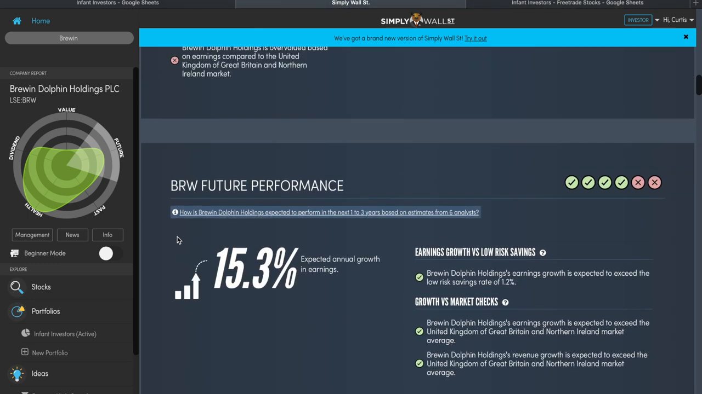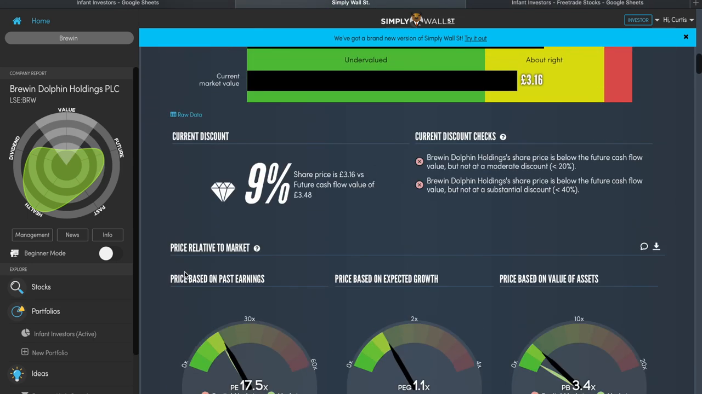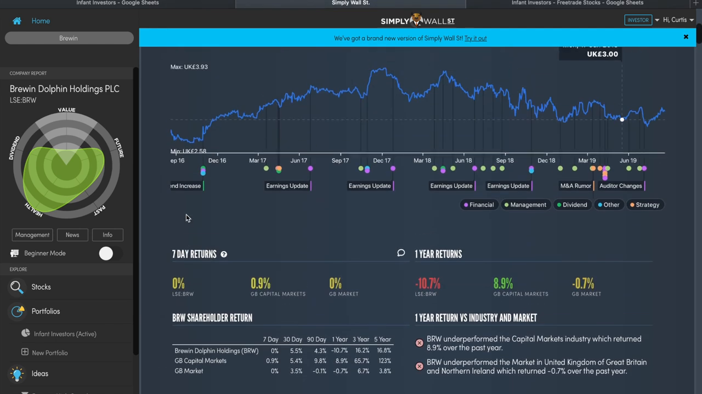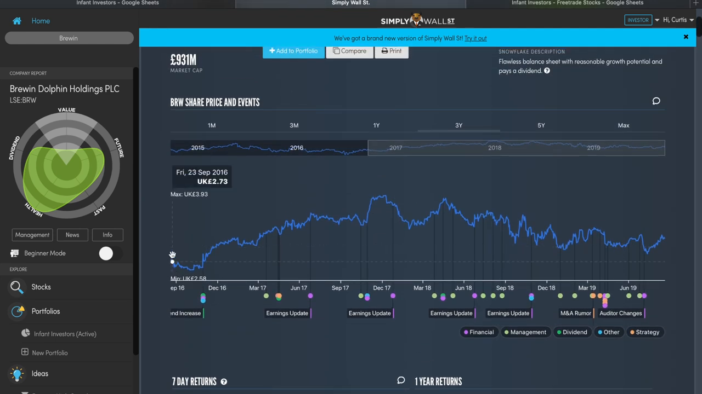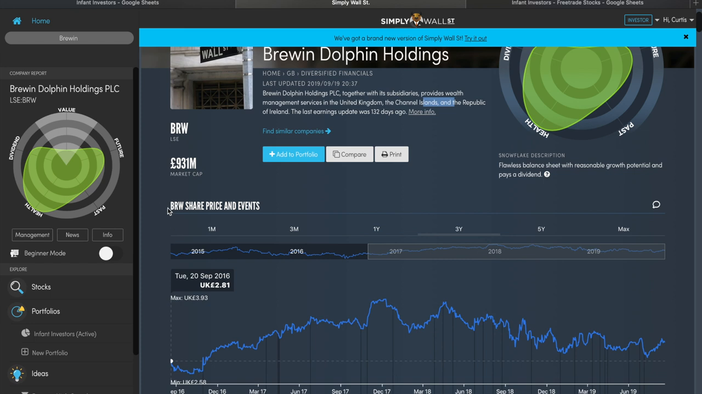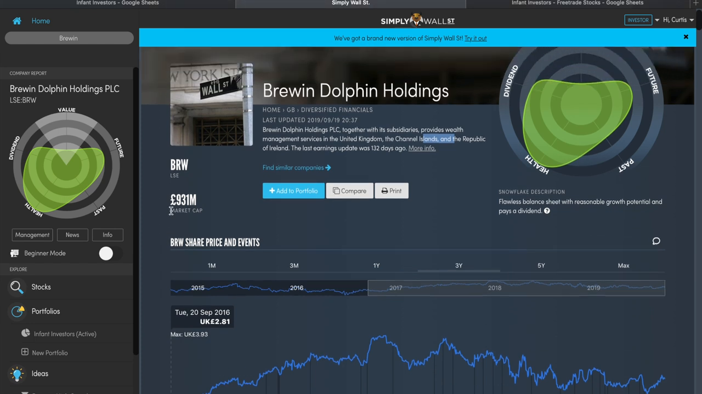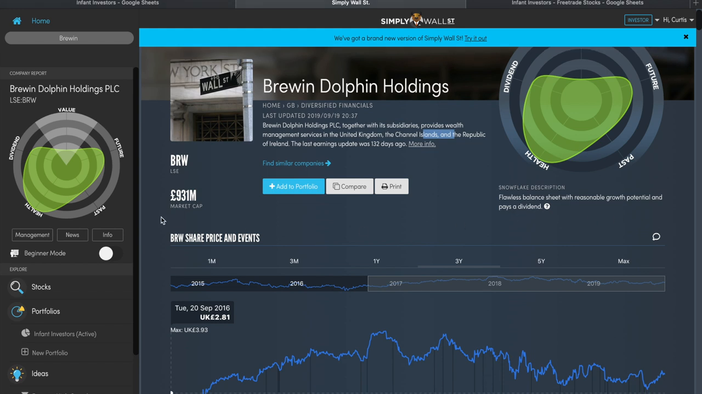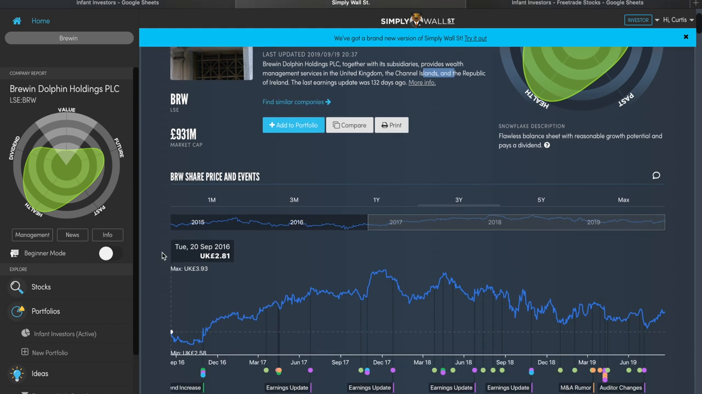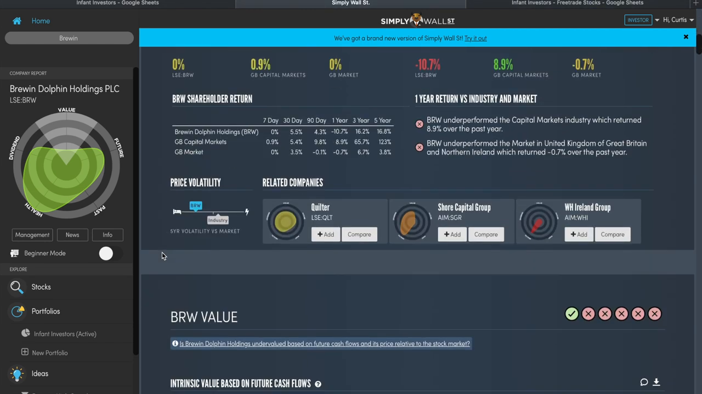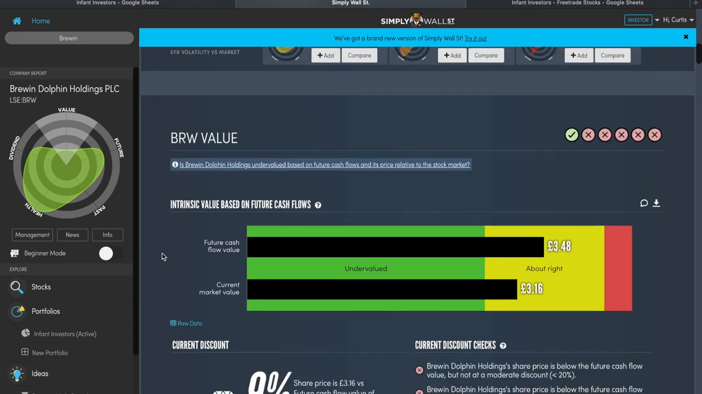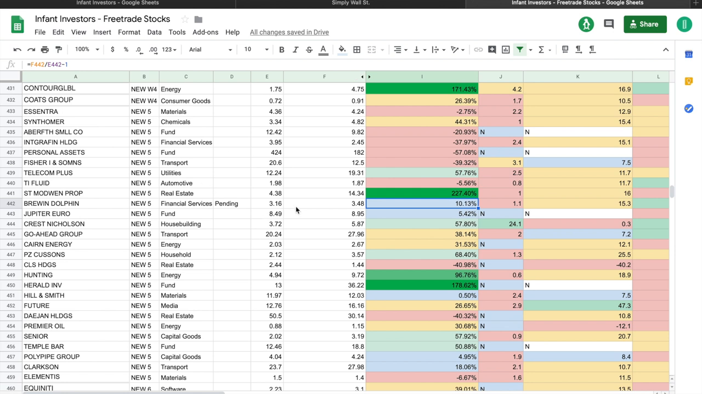I'm not too sure about adding a financial services company to my portfolio at this current stage, but I did want to be transparent about something that potentially did catch my eye. It looks healthy. The Snowflake description says full balance sheet with reasonable growth potential and pays a dividend. So it looks pretty safe. It's not going to be your highest growth stock investment, but it potentially might make you a little bit of change. So that's one that I was potentially looking into. So I put that into pending.